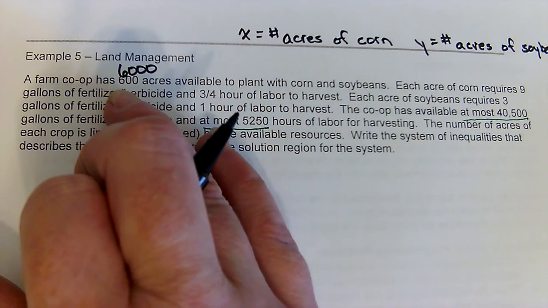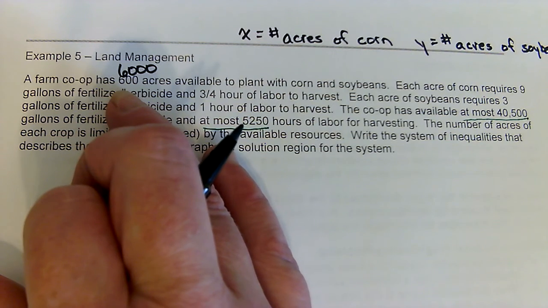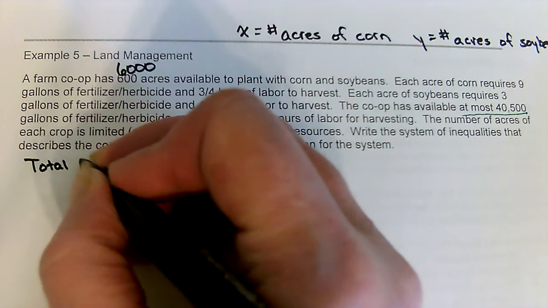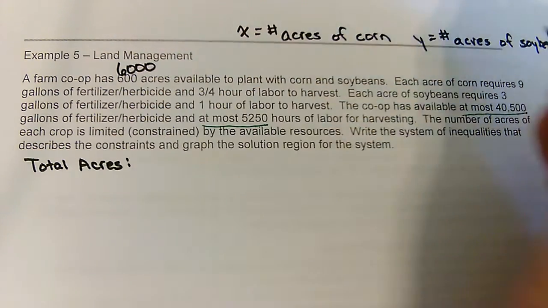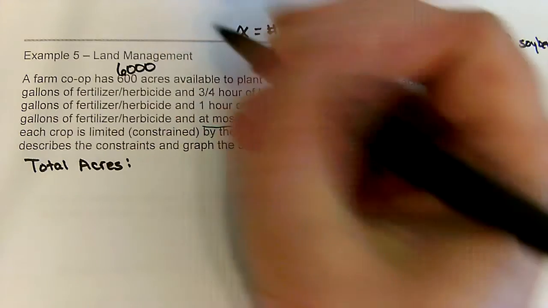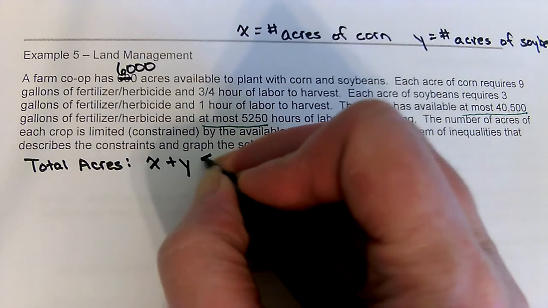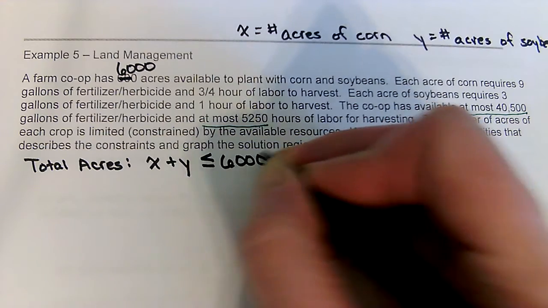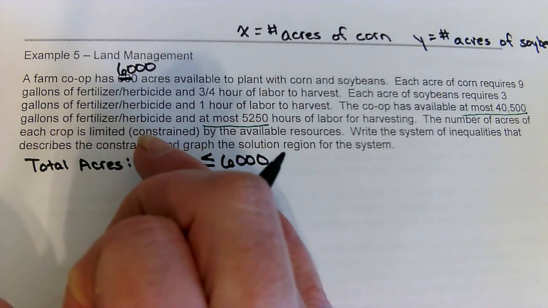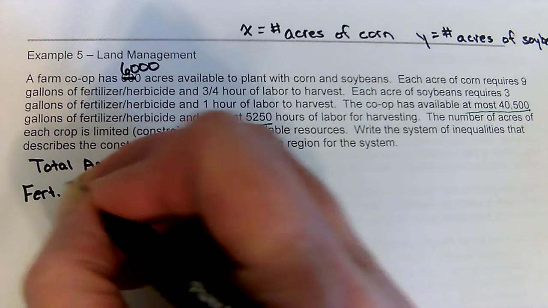So we've got several things going on here. The total amount of acres is limited, we only have 6,000 acres to plant. So the total acres is one constraint: the acres of corn plus the acres of soybeans have to be less than or equal to the 6,000 acres available. The next thing is we are limited by how much fertilizer and labor we have.